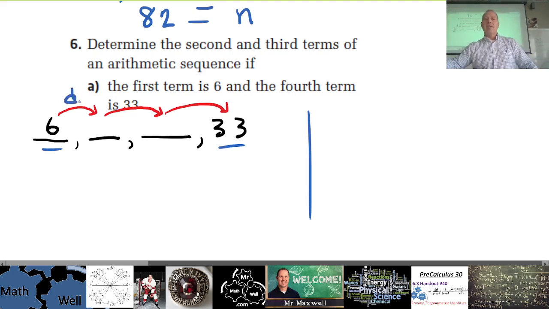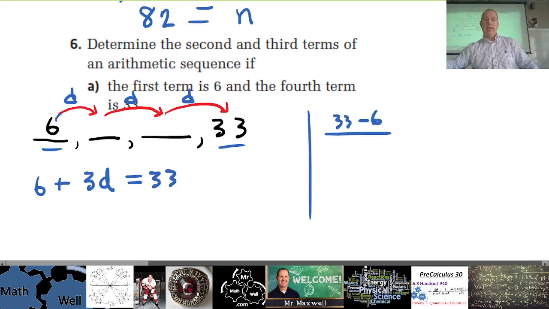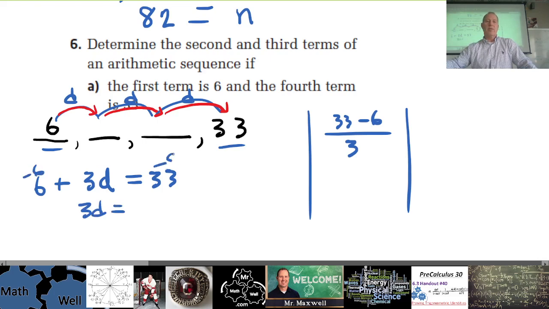So I see there's a D here, there's a D here, and there's a D here. So I think about it like this. 6 plus 3D has to equal 33. That's one way of doing it. Another way of doing it, you could say 33 minus 6 divided by, I need to divide it into 3 sections. Divide that by 3. That's another way of doing it. And then we'll use the full formula. So this one here, I would go 3D equals, I'm going to subtract 6 from both sides, 27. D equals 9. Divide both sides by 3.